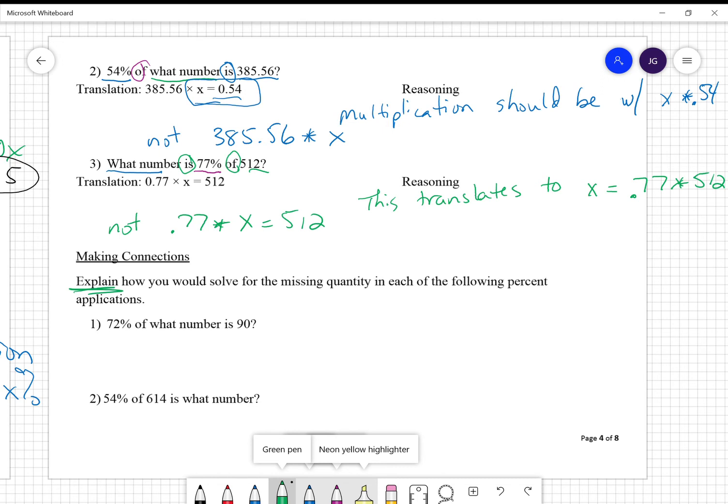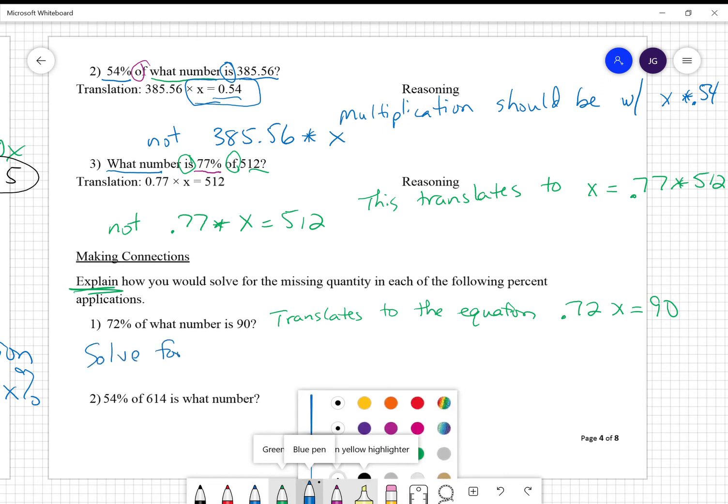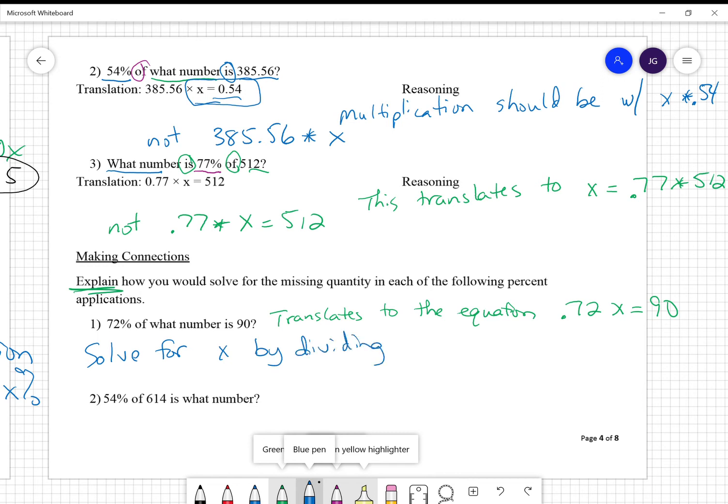72% of what number is 90 translates to the equation 0.72x equals 90. Solve for x by dividing both sides by 0.72.